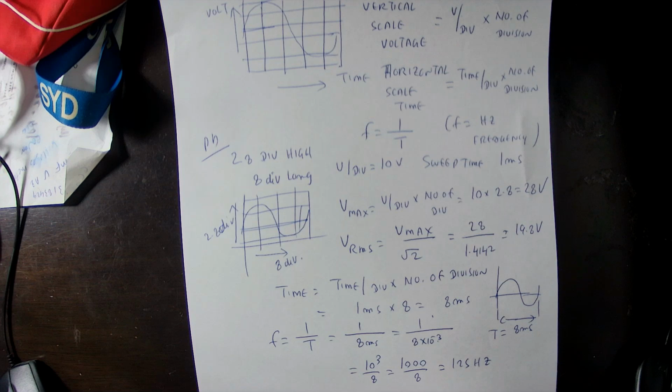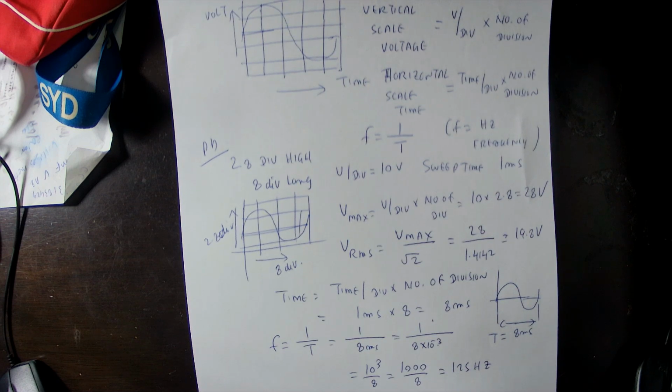So this means that by using this oscilloscope, we can measure the maximum value. Maximum voltage is 28 volt, then RMS voltage is 19.8 volt, and frequency is 125 hertz. This is the way we measure on this oscilloscope.